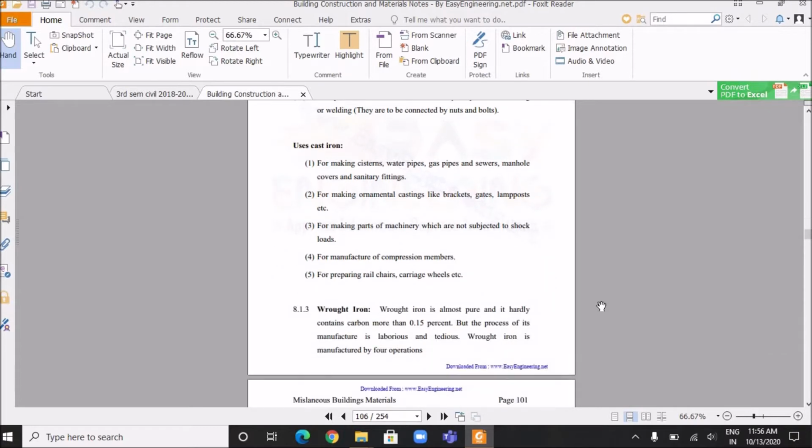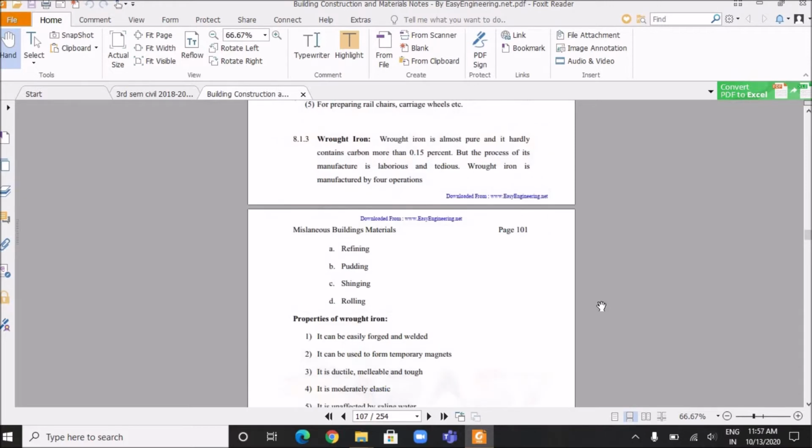Uses of cast iron. Cast iron is used for making cisterns, water pipes, gas pipes and sewers, manhole covers and sanitary fittings. For making ornamental castings like brackets, gates, lampposts, etc. For making parts of machinery which are not subjected to shock loads. For manufacture of compression members. For preparing rail chairs, carriage wheels, etc. Cast irons are also used.